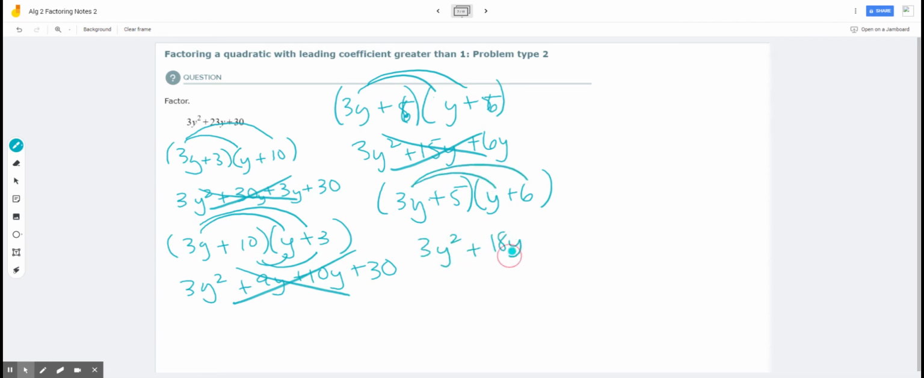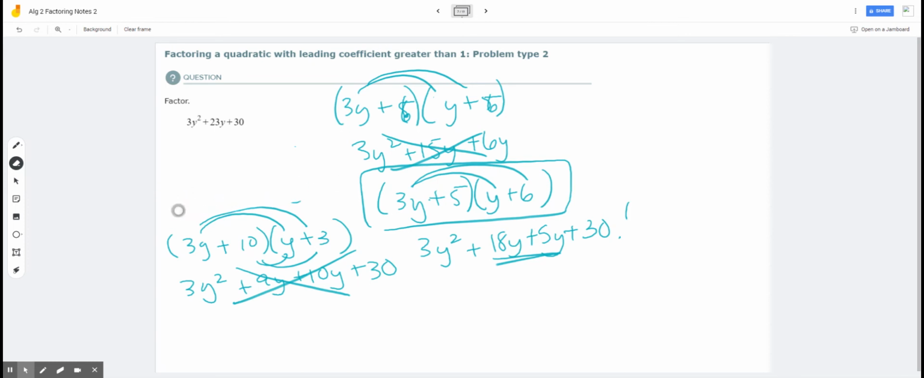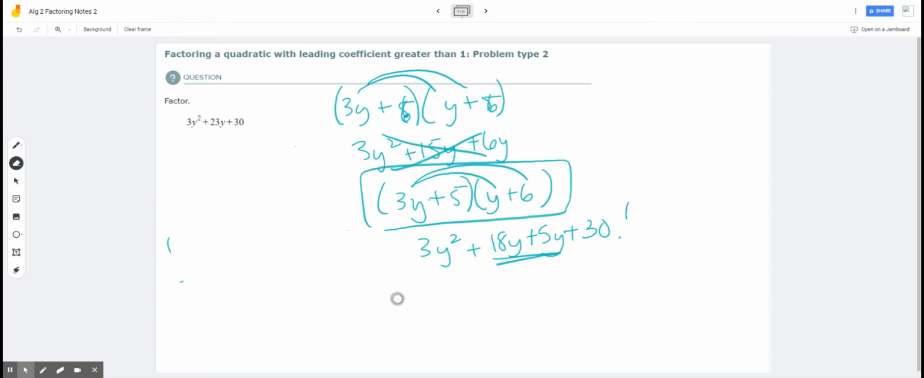Plus 18y plus 5y plus 30. Yes, that's 23. Yay, this is the answer. Okay, so you can see that's kind of a pain if you don't hit it right. Okay, again, I'm going fast. You guys can pause it at any time so that you can get the work.